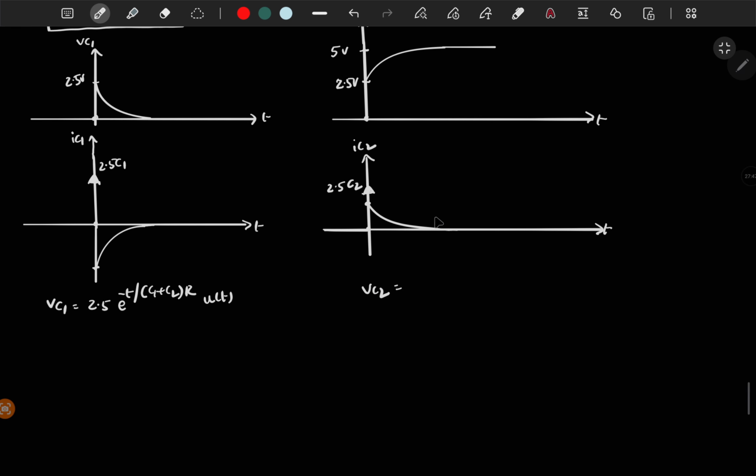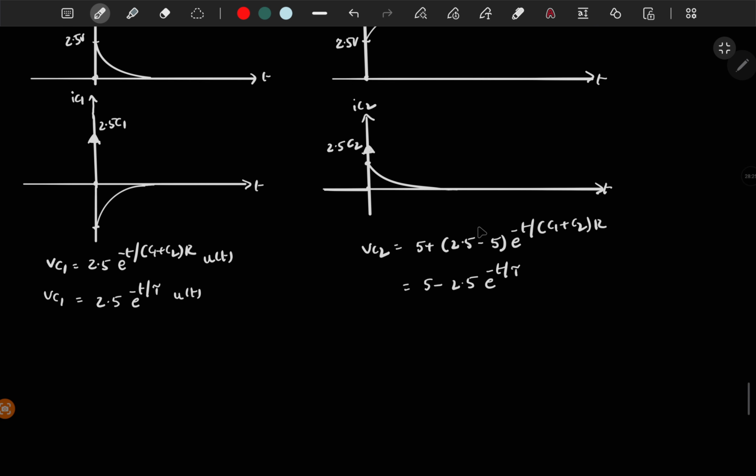Vc2 final value is 5 volt. So final value plus initial value minus final value times e power minus t by tau, where tau is (C1 plus C2) times R. So which is 5 minus 2.5 e power minus t by tau. And this is 2.5 e power minus t by tau u of t, and this is also for only t greater than 0, so times u of t.